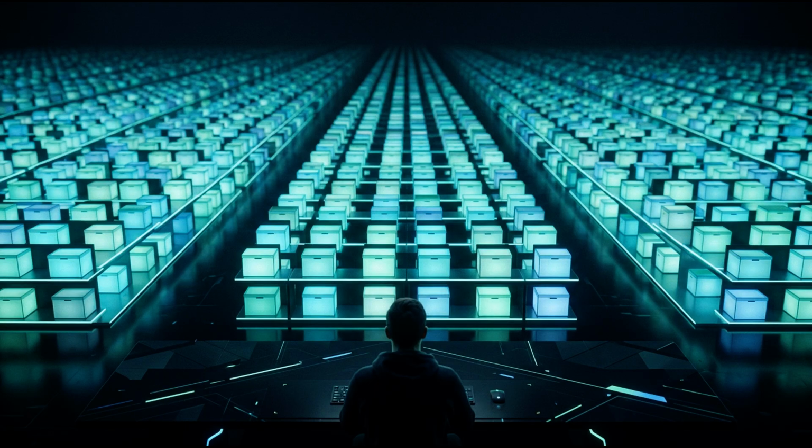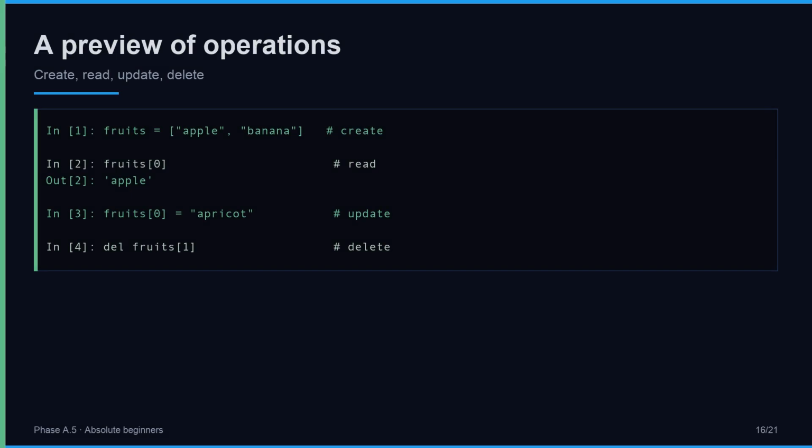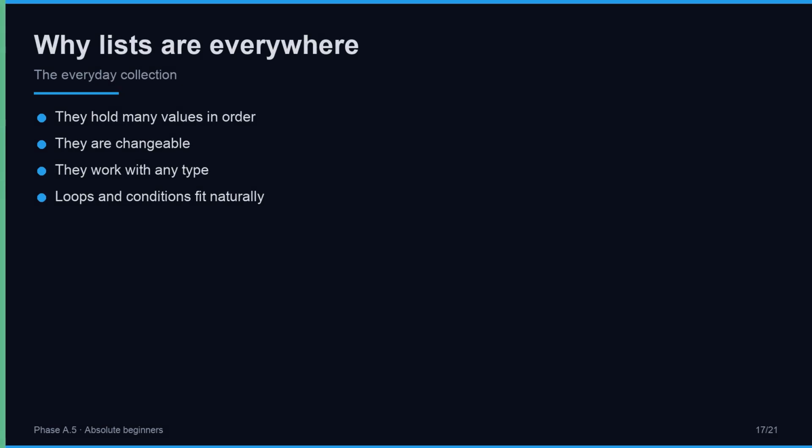Lists are everywhere in Python. Files, names, rows, messages. The Everyday Tool. Here is a quick preview of all 4 operations in code. Create, fruits equals apple, banana. Read, fruit square brackets 0 gives apple. Update, fruit square brackets 0 equals apricot, the first item becomes apricot. Delete, del fruit square brackets 1 removes banana from the list. We will go deep on each operation in the next lessons. This is just to make the 4 words feel concrete: create, read, update, delete.